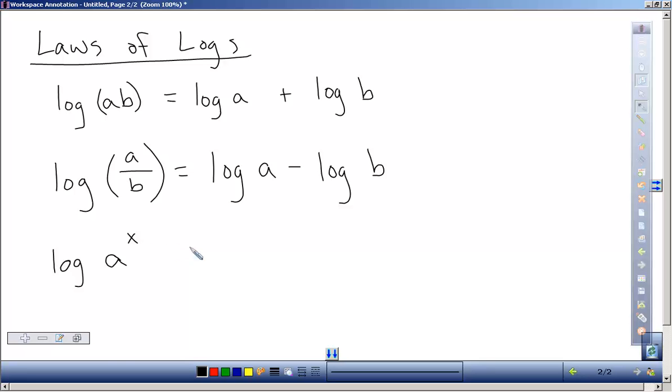But if I have any log of some number to an exponent, when you take a power to a power, what do you do with the exponents? You multiply the exponents. Well, this is one of the exponents. The other exponent is whatever log of a is. So when you take a power to a power, you can multiply the exponents. So in essence, this exponent that's up here moves up to the front of the log, and so that would be multiplying our exponents.